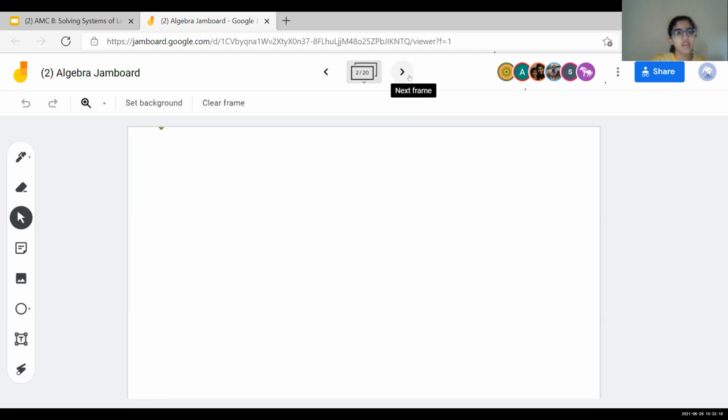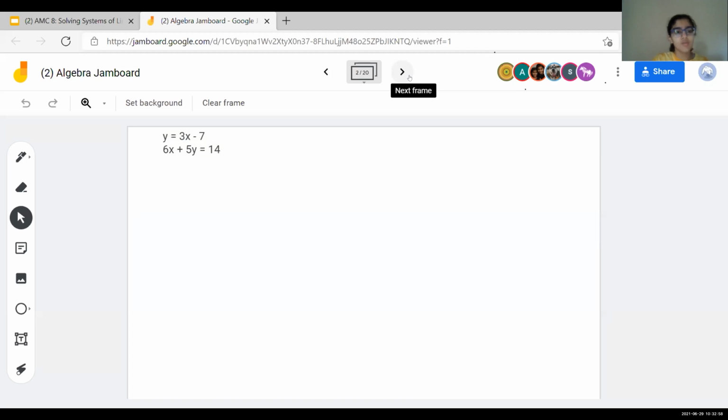Say I have y equals 3x minus 7 and 6x plus 5y equals 14, right? You should be able to see it. So these are our two equations. I just made these equations up randomly.